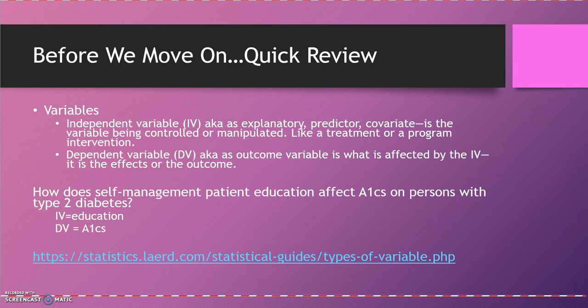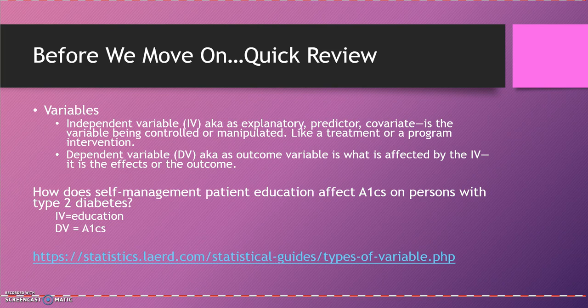So if we had this research question, how does self-management patient self-education affect A1Cs in persons with type 2 diabetes, and we wanted to find the two variables, education would be our independent variable. That's the treatment or the intervention, and we want to see the effects that it has on the A1C. So A1C then is our outcome variable.